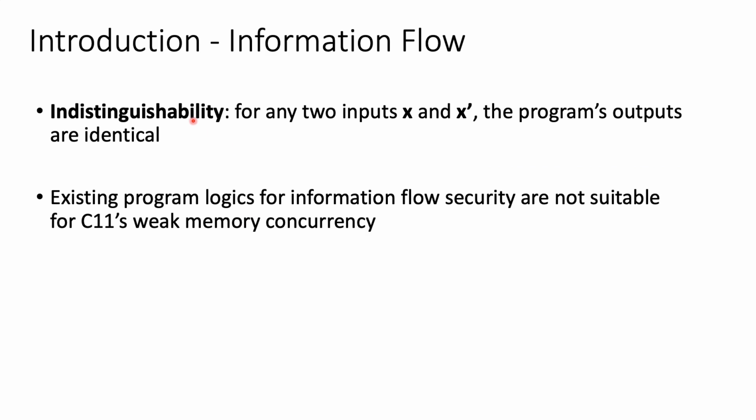Formally, we say a program does not leak its input if for any two inputs x and x prime, the program's outputs are identical and thus indistinguishable to observers. We call this information flow security. The concept of indistinguishability is key, and we will return to it later. There are existing program logics to prove that programs are information flow secure, but none of them are suitable for C11's weak memory concurrency, which is the motivation of our work.